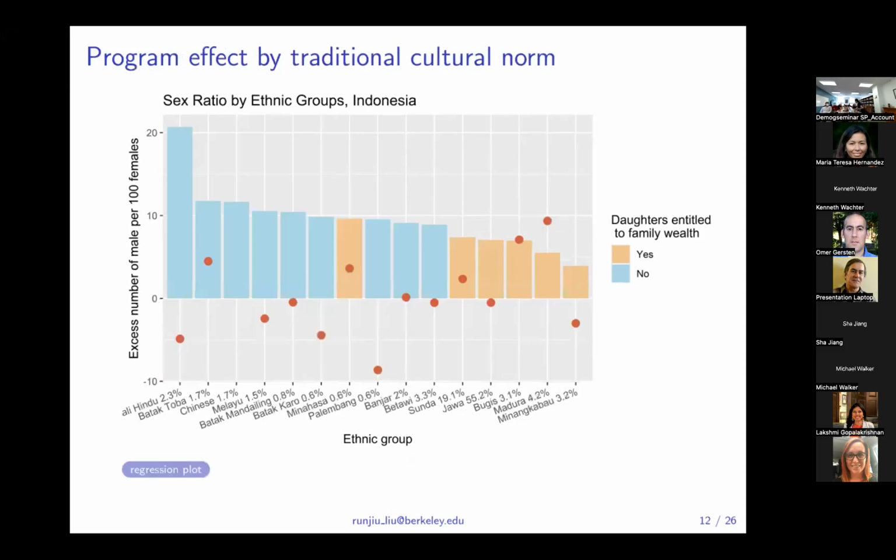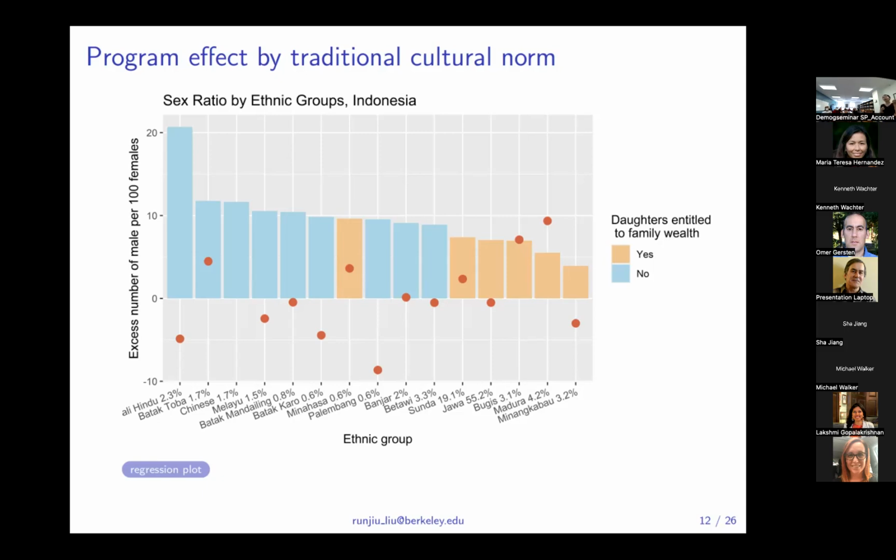And what about that interacted with the education policy? Now I'm reordering the ethnic groups to make the graph prettier, from the baseline level of the sex ratio, going from the highest to the lowest. The red dot plots the treatment effect estimated for every single ethnic group. If the dot is negative, that means the education expansion program successfully decreased the excess male problem.